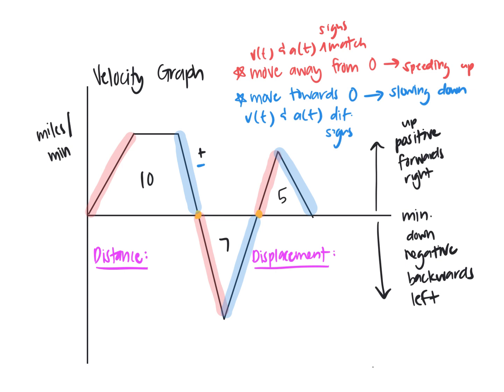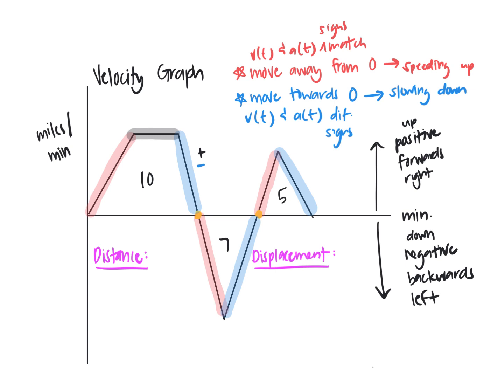All right. Oh, and last thing here, what happens when I have a horizontal line? Yeah, it's a constant velocity, right? Or if I took the derivative of it, the acceleration would be 0.